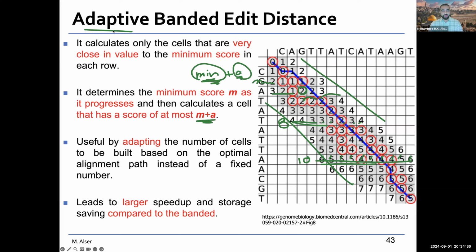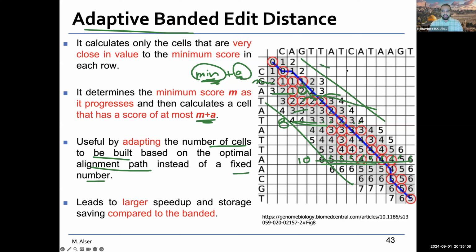So that is what we call adaptive banded edit distance. It's very useful compared to the banded because we adapt the number of cells to be built based on the optimal alignment path instead of a fixed number. So we don't fix the number of cells to the right and left. We adapt the solution based on the path. Whenever the path is going right, then we don't need to worry about coming out of the shaded area as we see in the banded edit distance.